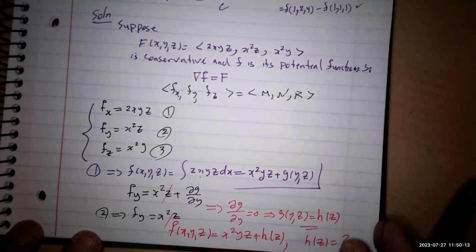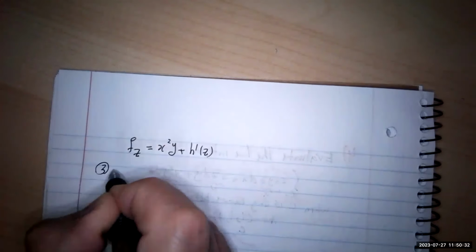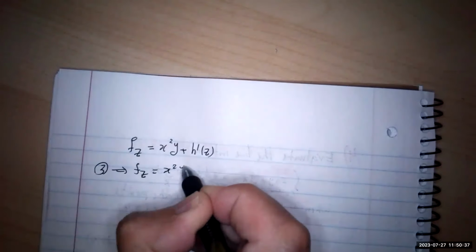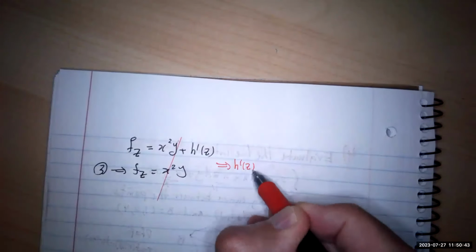Okay, but let me just show you. So you find the f sub z here. f sub z is going to be x squared y plus h prime of z. So from equation number 3, you bring f sub z, which is x squared y. So you compare them together, these two would cancel out. We get h prime of z equal to 0.